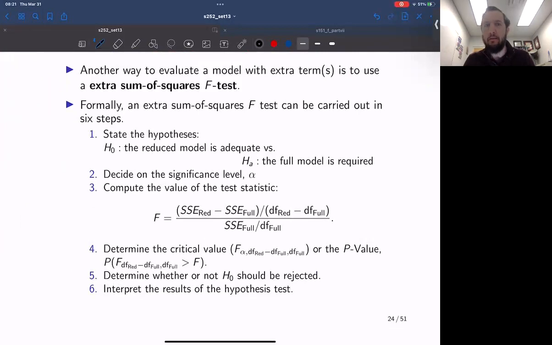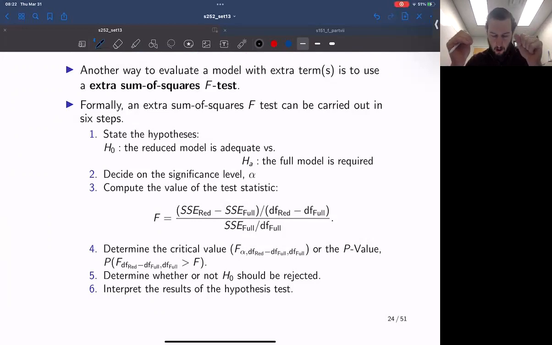The idea is this test takes two models, what we call a reduced model and what we call a full model, or a bigger model. As long as the reduced model is a subset of the full model, this test is used to assess the effect of the extra terms. So in our situation, this works out really well because we are able to assess the effect of that interaction term against those main effect terms.